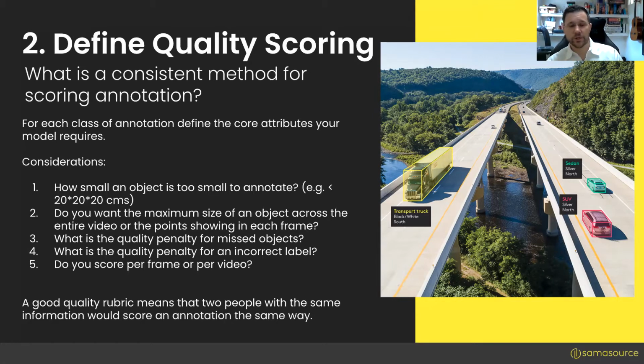Then the final consideration, when you're thinking about how you score a set of labeled data, is: do you score per frame, or do you score across the whole video? Do you have a score given to each attribute class that applies to the whole video, or is it just on each frame that you're looking at? And just to call it out again, the thing that's really important here is that a good quality rubric means that two people with the same information would score the annotation in the same way. That's what you're looking for: reproducibility and making it consistent.